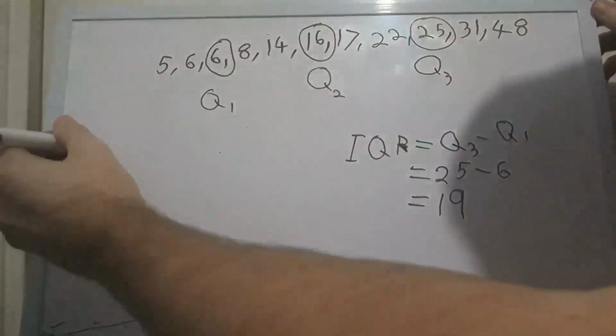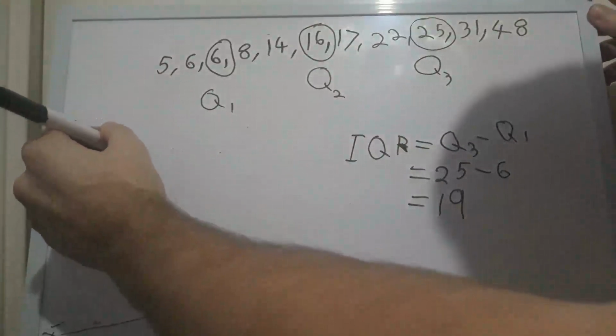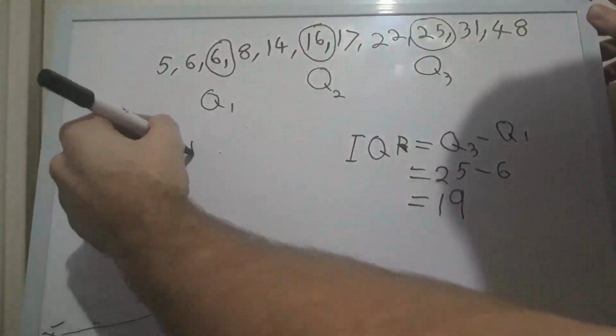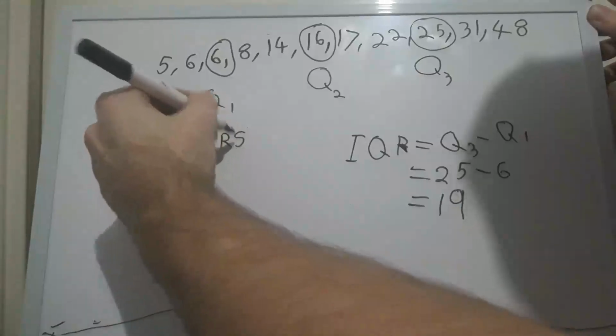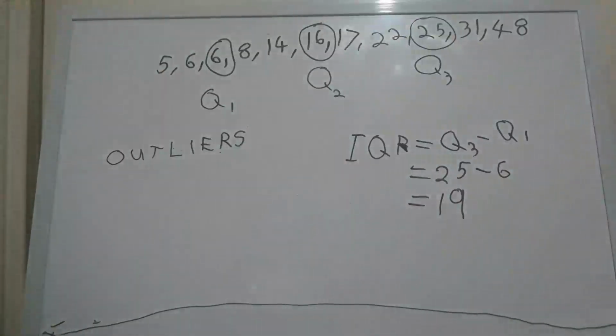So, outliers. Outliers. I believe I spelt that right. I did not do too well in high school English, for the record.